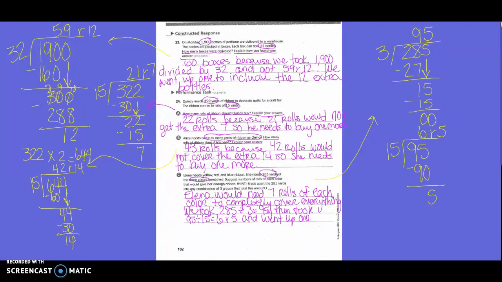Elena would need 7 rolls of each color to completely cover everything. We took 285 divided by 3, which equals 95. Then took 95 divided by 15, which equals 6, remainder 5, and went up 1. Because we said that each roll had 15 yards in it. So then you'd have to take that 95 divided by 15. And of course you can't leave just a little bit, so you go up 1 to cover all of it.